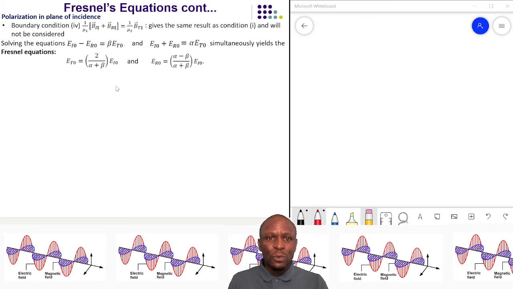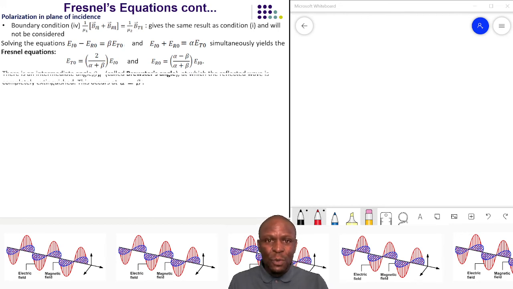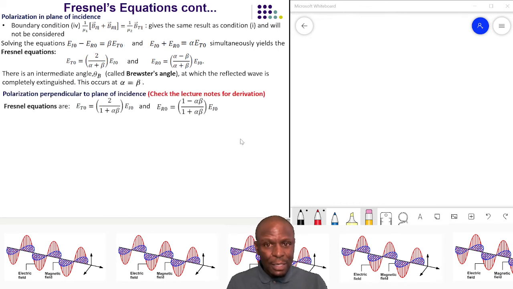Now, solving this equation, the one that we have just derived, this one and that one simultaneously, gives us the Fresnel's equation given by this equation. There is an intermediate angle called theta B, or the Brewster angle, at which the reflected wave is completely extinguished, and this occurs at alpha equals beta. That can also be defined in terms of the tangent of an angle, and also in terms of the refractive indexes.